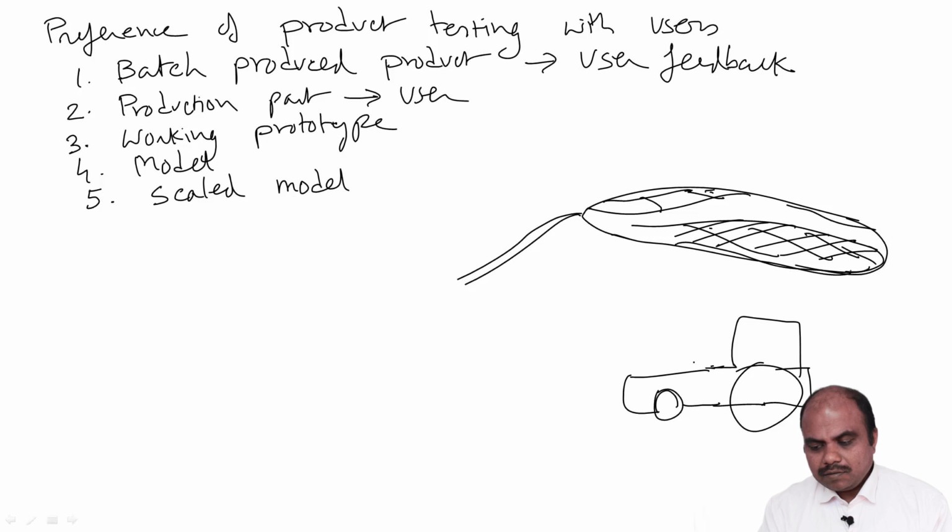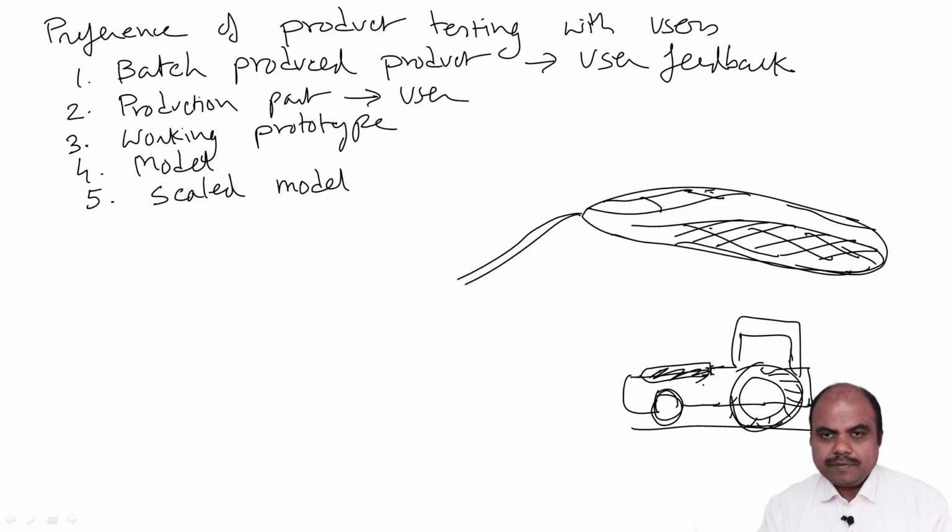So we will use a smaller model, and this scale model we are going to show to the user, saying this is the tractor which we are going to use. Do you like the tractor or not? Of course it will have all the features shown. If sometimes that is also not possible, then we will go for a virtual model.